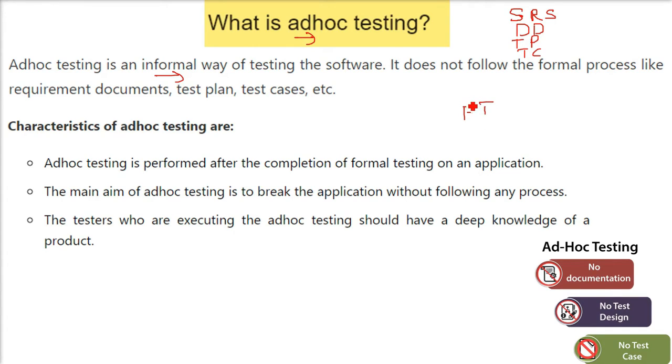The characteristic of ad hoc testing is that it is performed after all the formal testing is done, because our main aim is to break the software by any means. Ad hoc means doing everything which is possible. The testers executing ad hoc testing should have deep knowledge of the product. Even so, you can give it to a naive person also, because with no documentation, no test design, no test case, anyone can check. You just have to break the system.